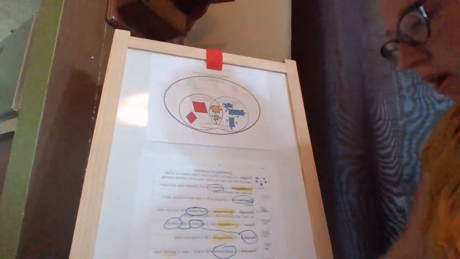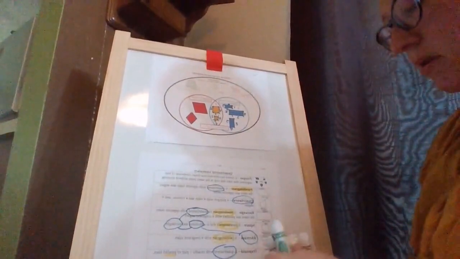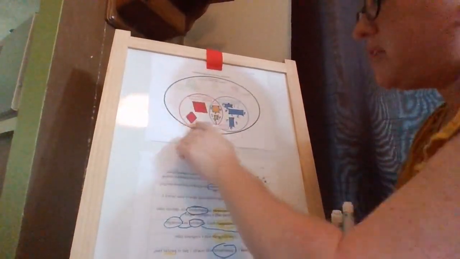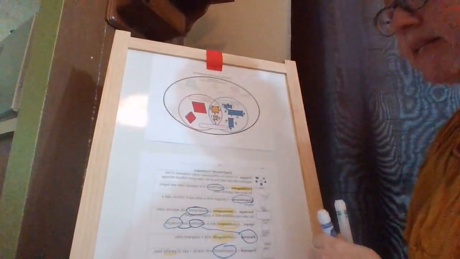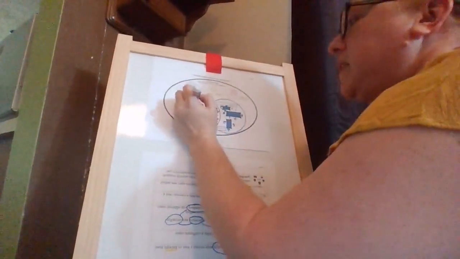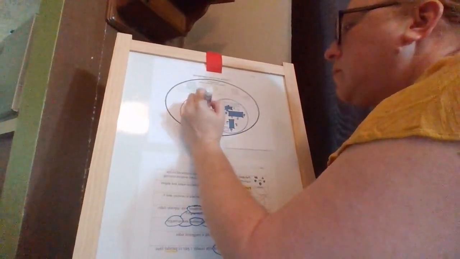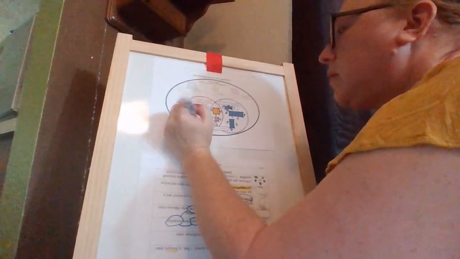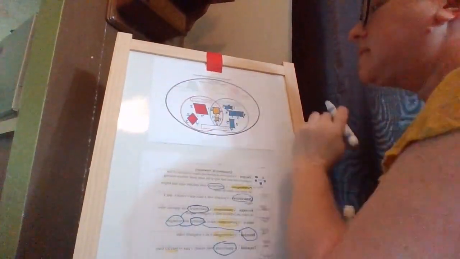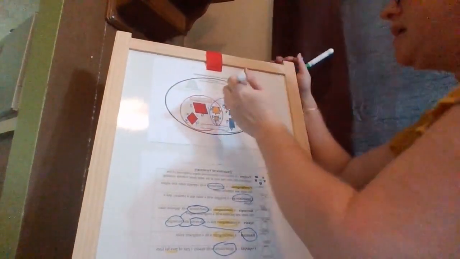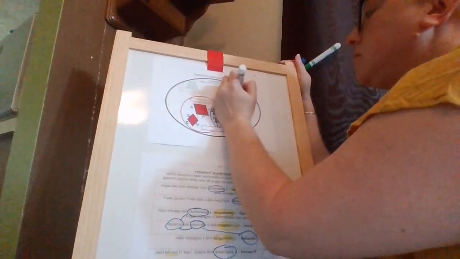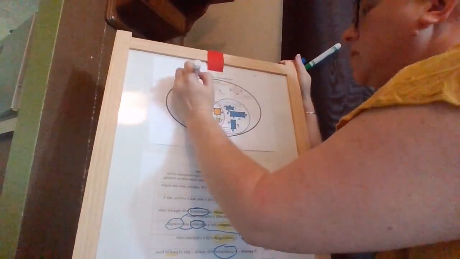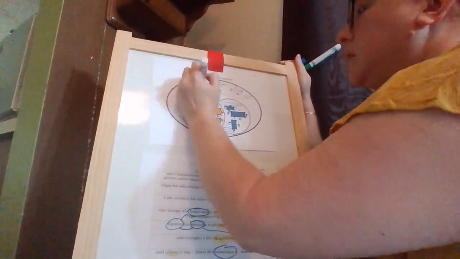Okay, so do these in the red also have four sides? Yes. So let's label these sides. 1, 2, 3, 4. What about up here? What about these? Yes, they have four sides. Let's label those. 1, 2, 3, 4.